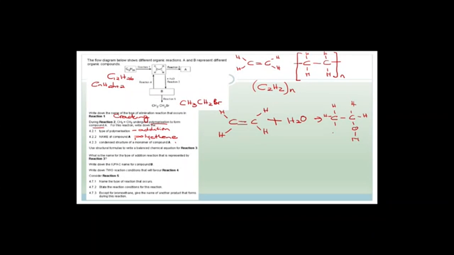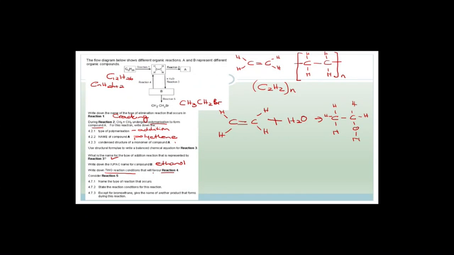So reaction three, what have we got? We got, they want structural formula, C double bonded C, H, H, H, H, and we are adding water. So if we're adding water, then obviously this is an addition reaction. And what's nice about this hydration is we're going to make it into an alcohol. So it becomes C-C, H, H, doesn't matter which one in this case, because there's only two carbons. So therefore, we've gone from ethene to ethanol. Okay. Now it says write down the name of compound B. Well, I've just done it. It is ethanol.